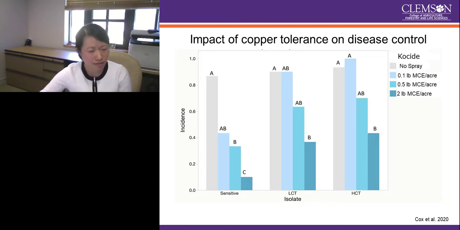And as you can see on this graph, when the copper dosage is lower than 0.5 pounds metallic copper per acre, it was only able to effectively control the sensitive bacteria, but it cannot reduce disease for the copper tolerant bacteria. For the high rate of copper, which is 2 pounds metallic copper per acre, it was able to control all the bacterial phenotypes, but the control efficacy was lower for the copper tolerant bacteria compared to the sensitive bacteria.